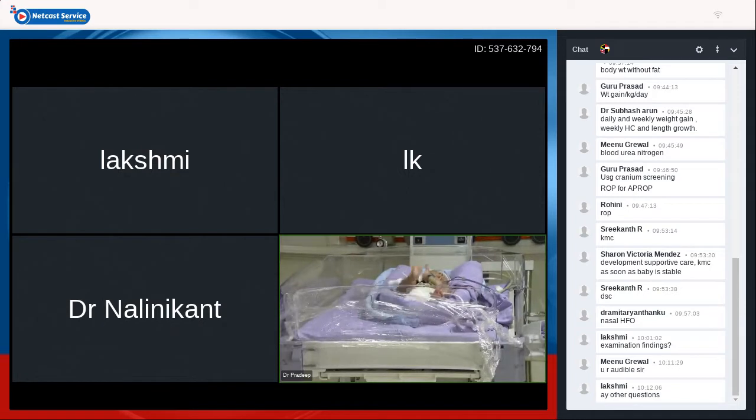I want to interrupt here. The baby is looking pale. Pallor is there, sir. Did the baby have any history of transfusions, recently or in the past? Yes, sir. The baby had 4 transfusions during the NICU course, sir.